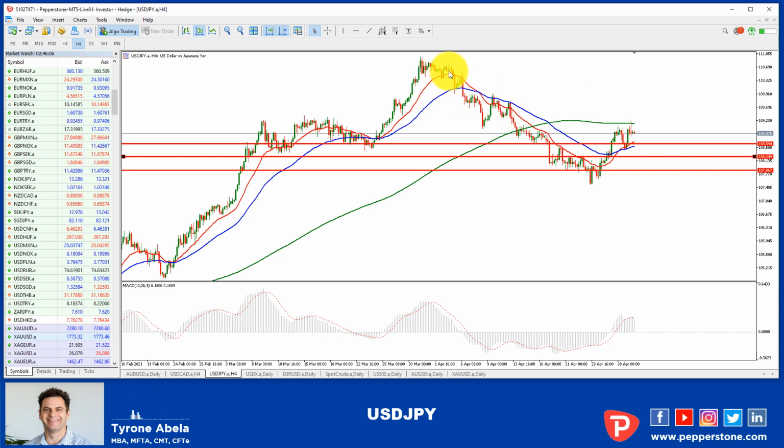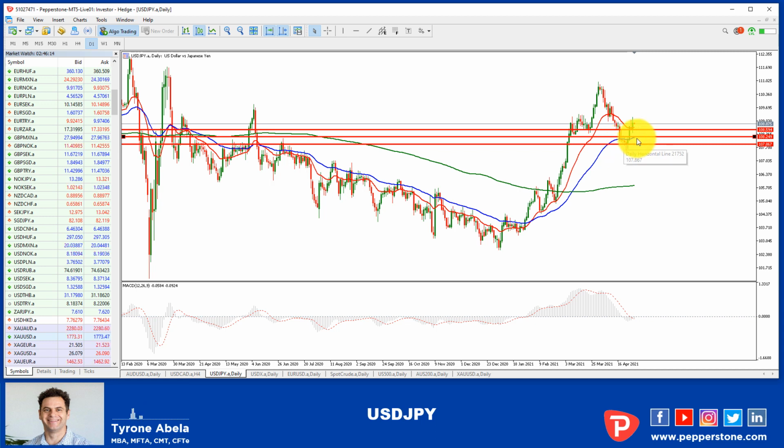That would be the target. The 110, 110.50 would be the target for this one. But it's showing pretty good strong signs that it bounced very, very strongly off that very important zone, but it has got a fair bit of work in front of it. It needs to clear this zone now before we get excited about taking it longer. If it does that and closes above there on a daily, then we can start looking at taking it to the 110 or 110.50.